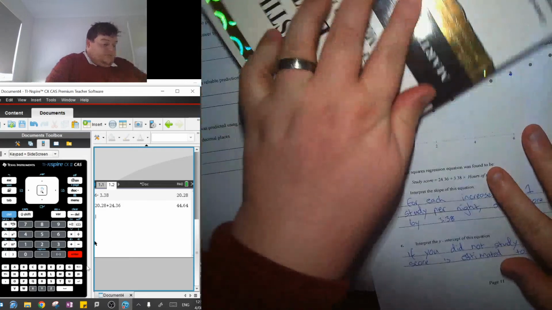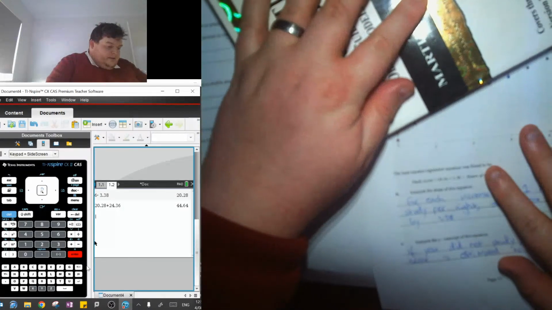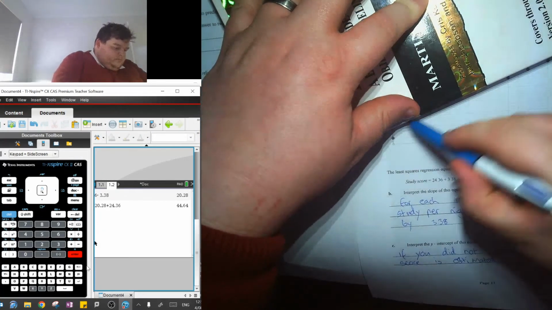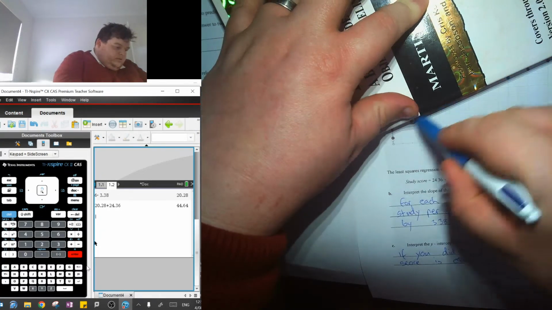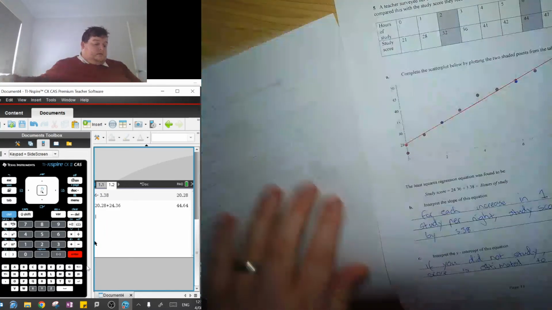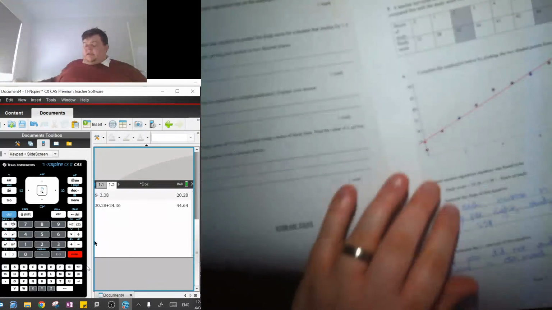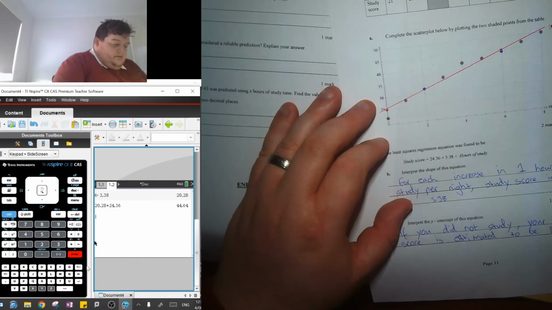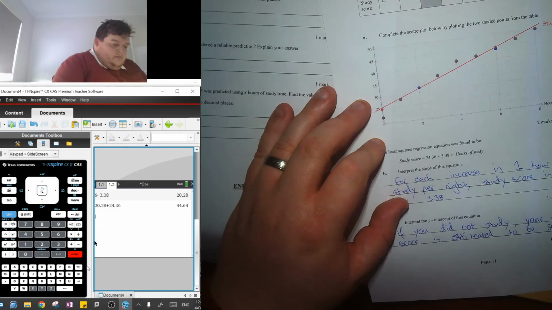And then I'm going to use my ruler, which is an old textbook that I keep lying around. And I would draw a line straight through there. And is it just worth 1 mark? It is. Otherwise I would label it. I'll do it anyway. Study score equals 24.36 plus 3.38 times our study.